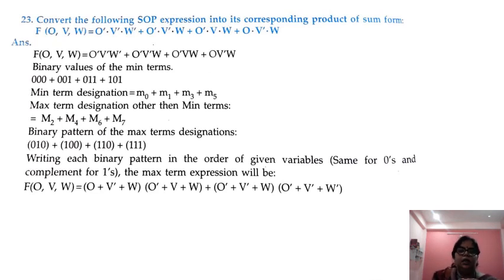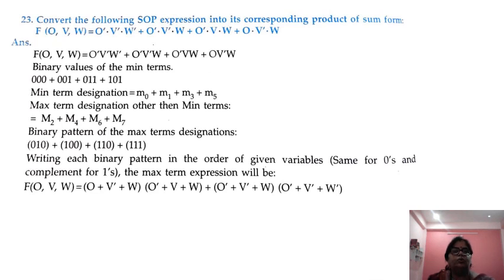Now in this example, we convert the following SOP expression into the corresponding product of sum, which means we have to change the SOP expression into a POS expression. This is your SOP expression, and we are going to get the binary values: 0 complement means 0, so here all three will be 0 0 0, here 0 0 1, here 0 1 1, and here 0 1, oh sorry, 1 0 1.